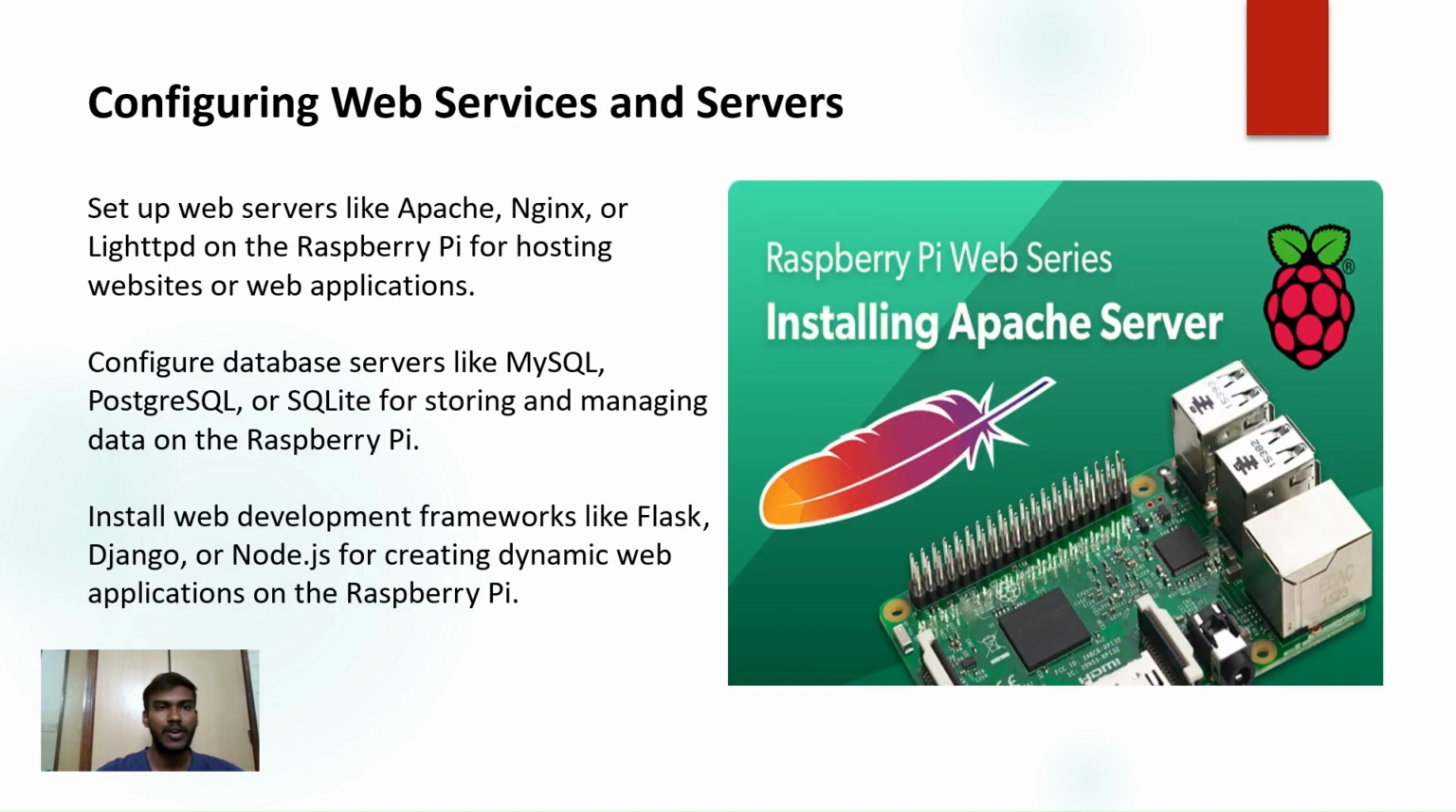Then let us see configuring web services and servers. Set up web servers like Apache, Nginx, or Lighttpd on the Raspberry Pi for hosting websites or web applications. Configure database servers like MySQL, PostgreSQL, or SQLite for storing and managing data on the Raspberry Pi. Install web development frameworks like Flask, Django, or Node.js for creating dynamic web applications on the Raspberry Pi.